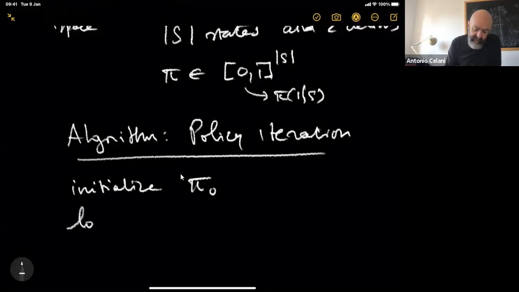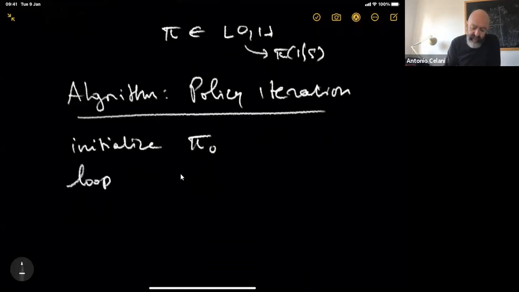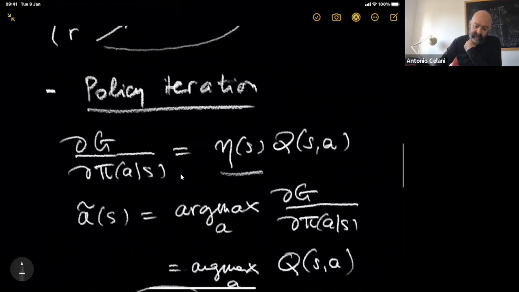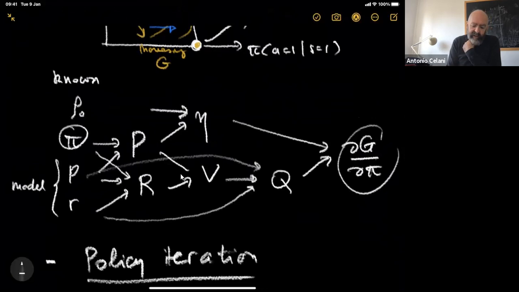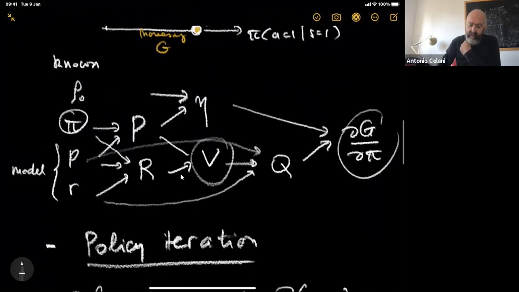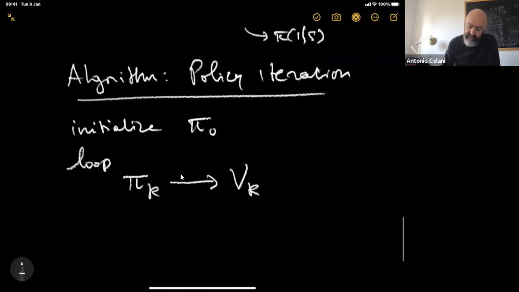Then I have a loop that goes as follows. From any pi k, I obtain a value function. How do I do that? Well, let's go up a bit. You remember this flow here. If I have a policy, I can construct all these terms and I can get my value function. This step of computing the value function given a policy is what is called policy evaluation.